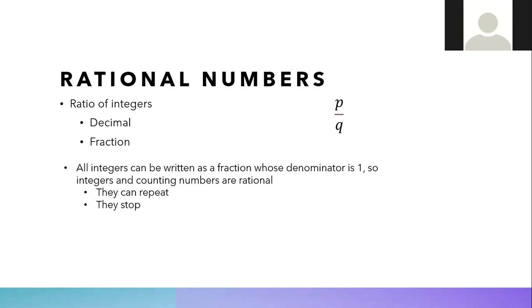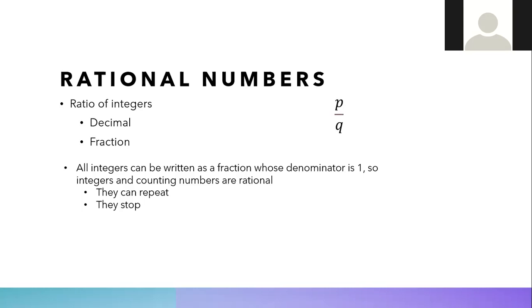Rational numbers can repeat or they stop. So it's either a number that just keeps repeating and repeating, for example 0.66 recurring, which would be a rational number, or it is a number that stops, for example 0.6. So that is a rational number. It's the decimals, the fractions, and numbers that actually stop.